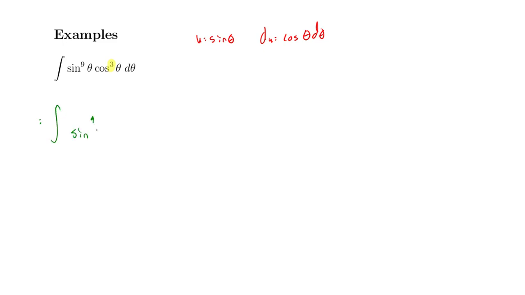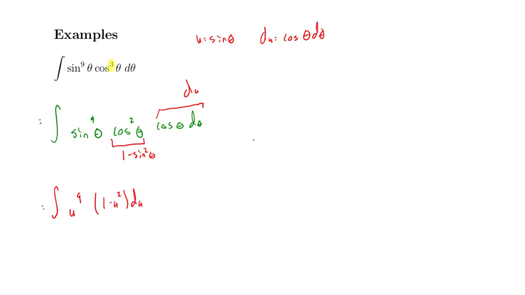That way, I've got sine to the 9th theta times cosine squared theta. I can convert that term times cosine theta d theta. So this is du. This is 1 minus sine squared theta. So that's really 1 minus u squared. So my integral turns out to be u to the 9 times 1 minus u squared du.